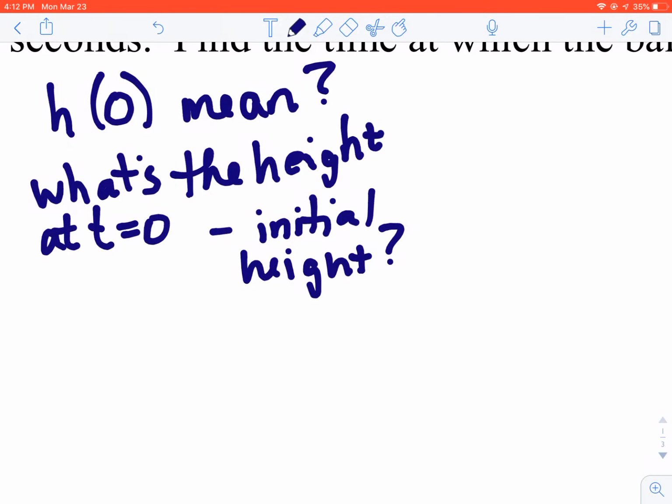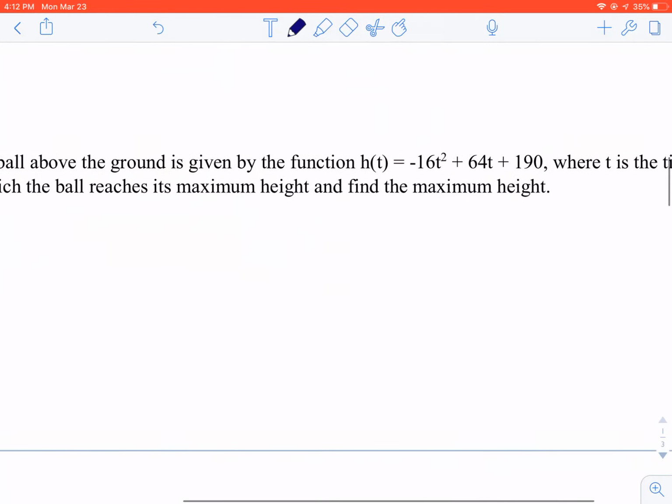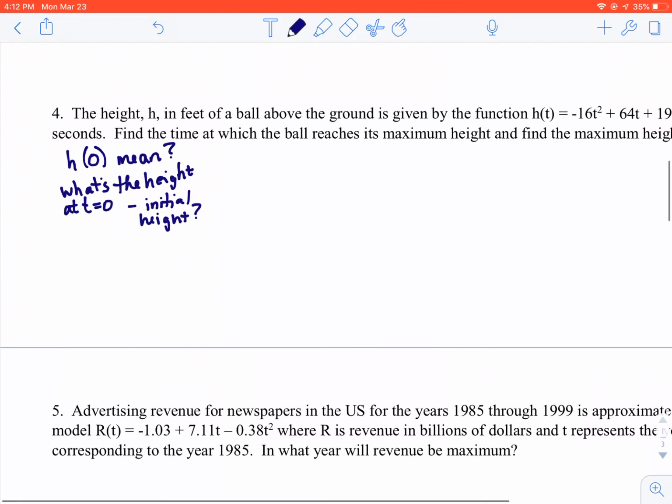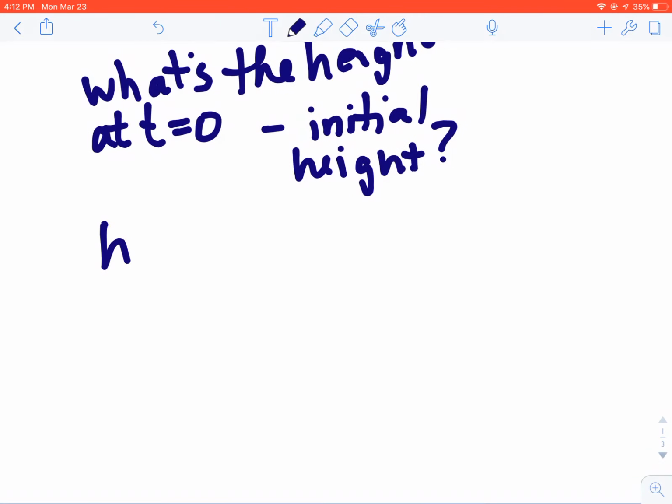Okay, so if I put 0 in for t over here, negative 16 times 0 squared plus 64 times 0 plus 190. So that means my initial height, my h of 0, is 190. So that means I must have shot this off of a cliff of some sort, 190 feet in the air. So that's my initial height, how high up it was when it first started, when t was 0.